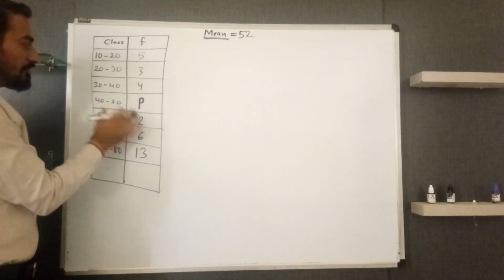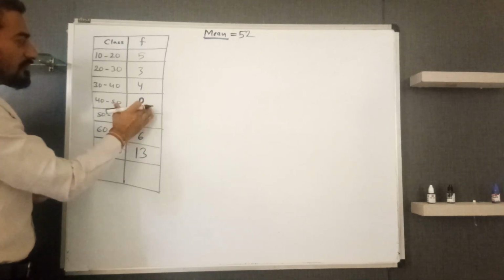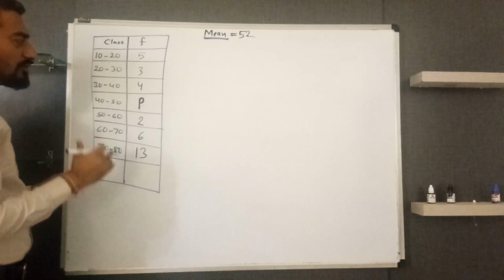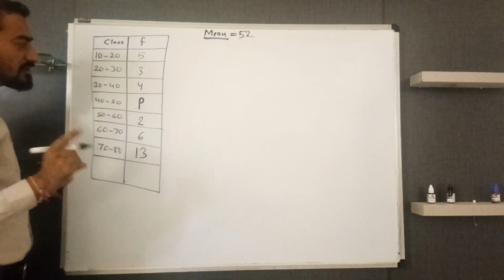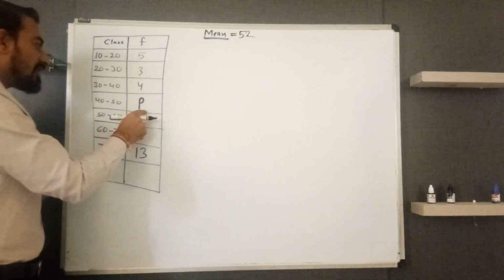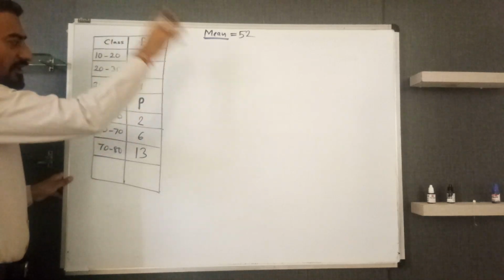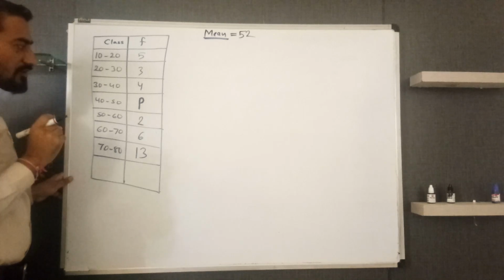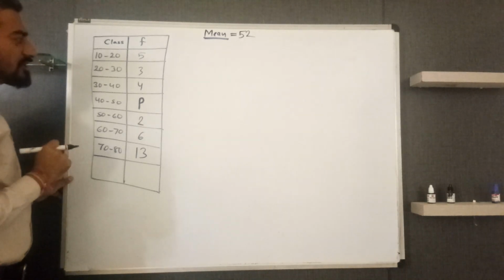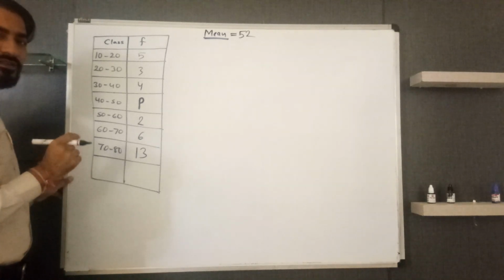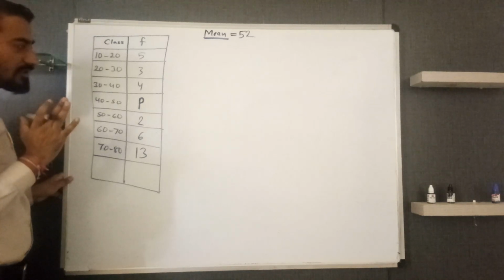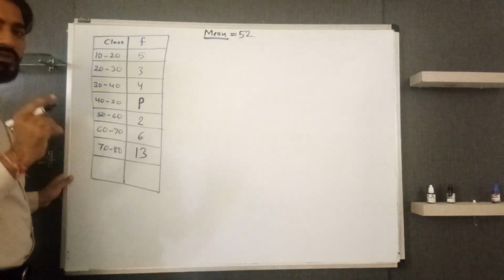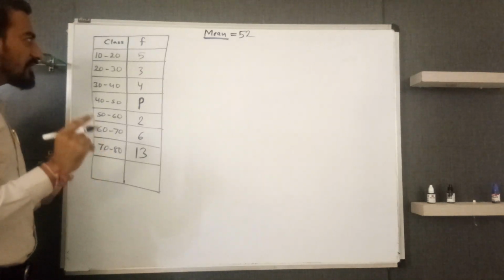Means if we follow direct method, then how can we obtain P? If we follow assume mean method or if we follow step deviation. I suggest you follow either direct method or step deviation method. For easier calculation, step deviation method is the best, and you can follow direct method also. So at first we are going to follow direct method.